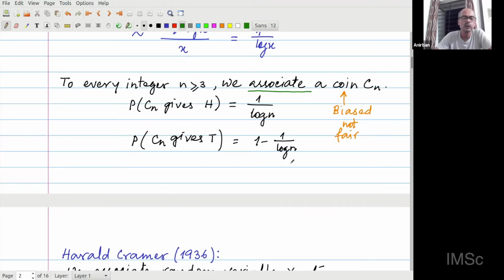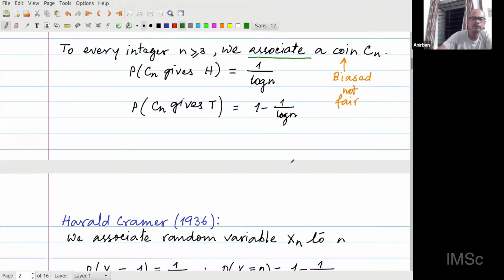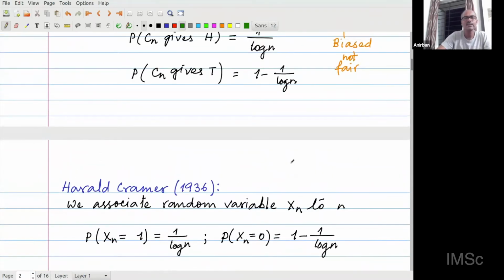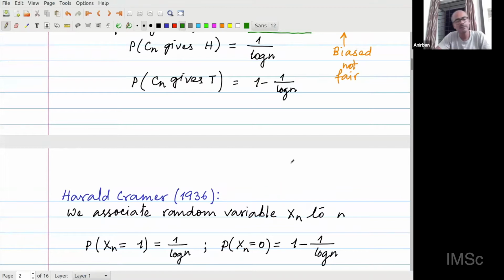So in fact now you can think of this. Let's go to the model that we are going to talk about. We are just formalizing this process. Just remember that for every integer we have a coin Cn, which has this bias that the probability of getting head is 1 over log n, and the probability of getting tail is 1 minus 1 over log n.